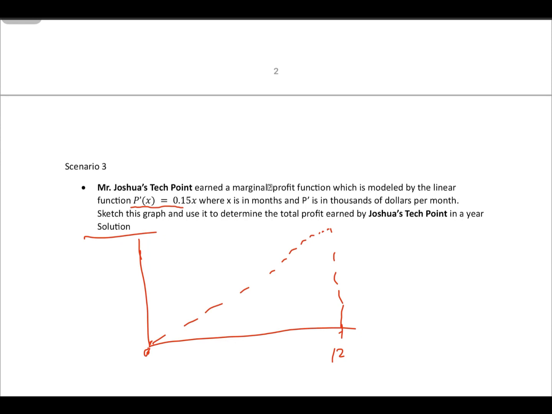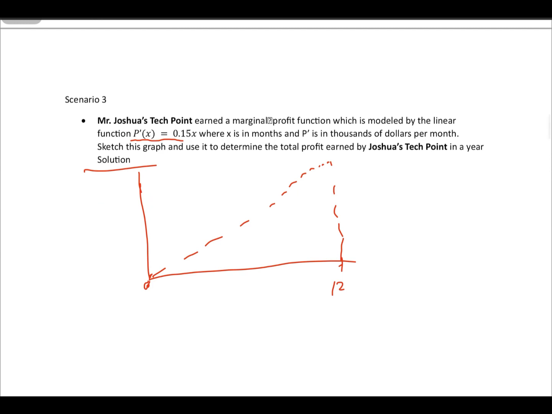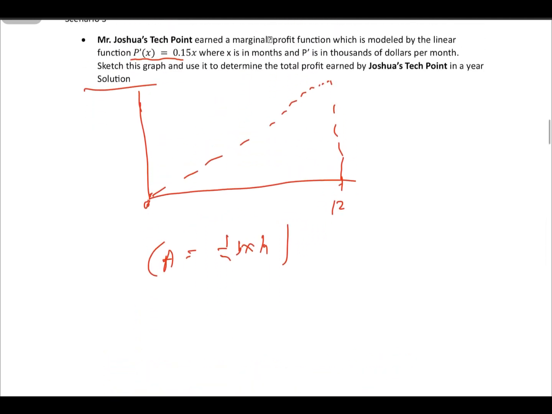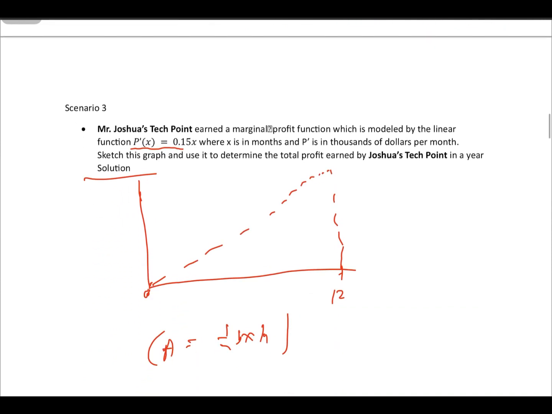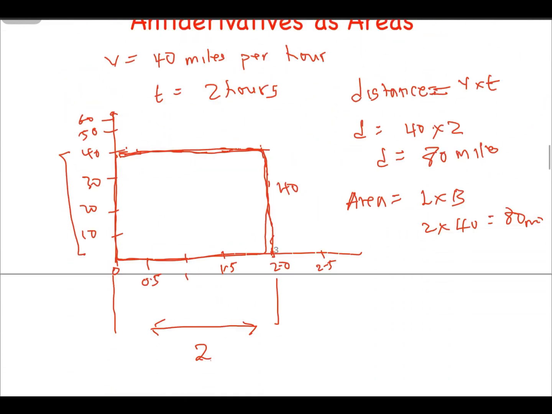You are going to get something like this, and what you need to do is, if you want to convert to hours or years, you can use years. If you want to use months, you can use months, and then find the area, half base times height. That's all about the Joshua tech point. And then I think that's the last one that I wanted us to talk about.